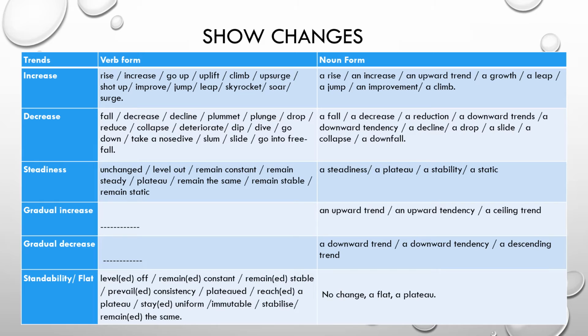Then steadiness, if there is no change at all, then I can say level out or remain constant, remain steady, or plateau, remain static. And moving on to the gradual increase, I can show an upward trend. Or if it's a gradual decrease, I can show a downward tendency. And if it's stability or flat, then I can say remain consistent or stabilize, no change.